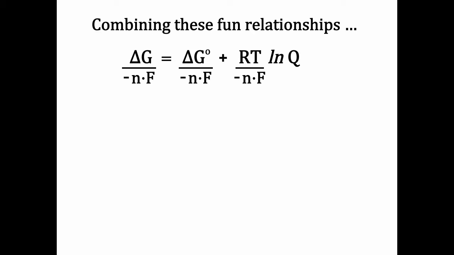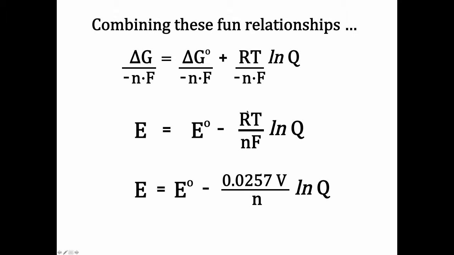Now, if we combine these relationships, here's what happens. Here's our equation, delta G equals delta G naught plus RT ln of Q. Let's divide the whole equation through by negative NF. Delta G divided by negative NF is equal to E, the potential. Delta G naught divided by negative NF is equal to E naught, the standard potential. And the other stuff, plus RT over negative NF ln of Q, is the same as minus RT over NF times ln of Q.